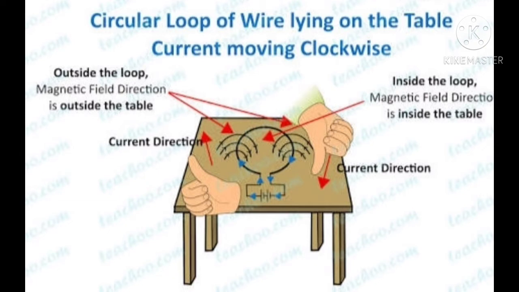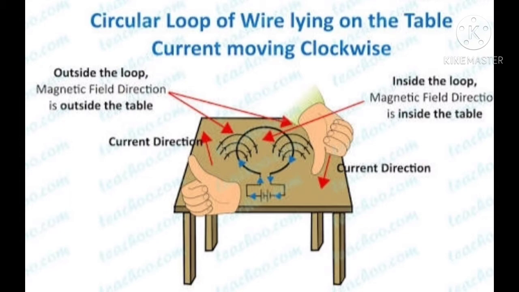So if we apply the right hand thumb rule, when the current is moving in upward direction, then the magnetic field direction will be outside the table, and when the current is moving in the downward direction toward the right, then the magnetic field direction should be inside the table. So when this type of question comes and you have to write the answer in your answer sheet, you can write the direction of the magnetic field according to the direction of the current.